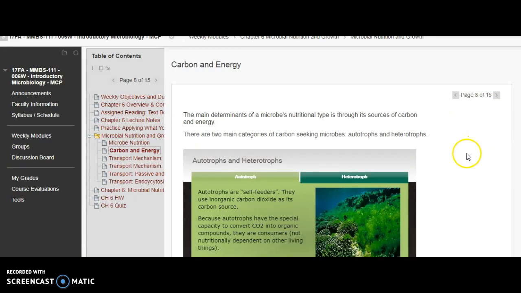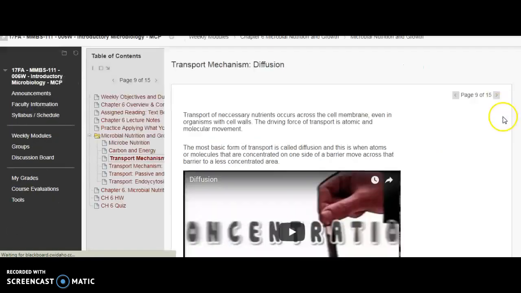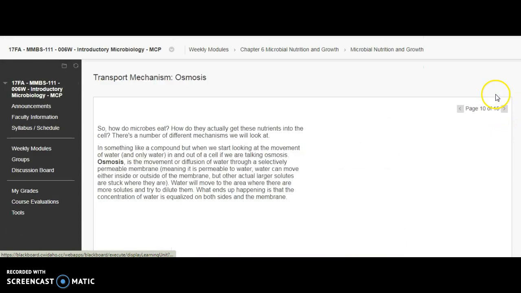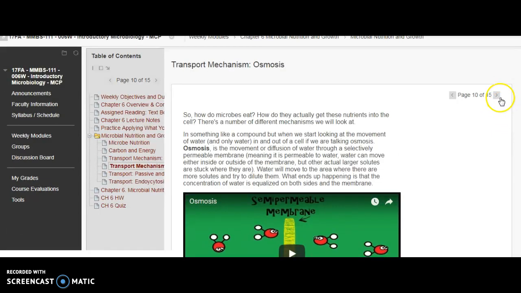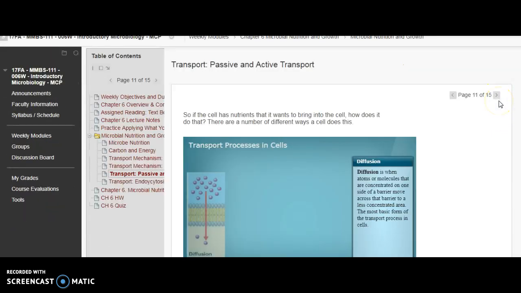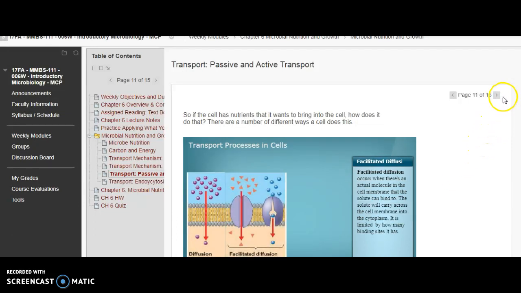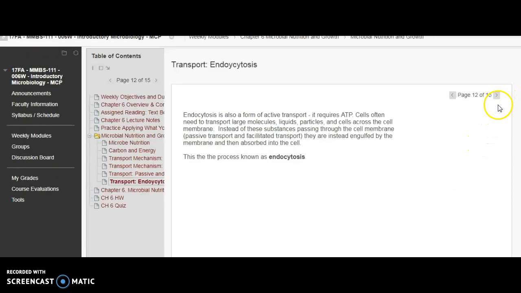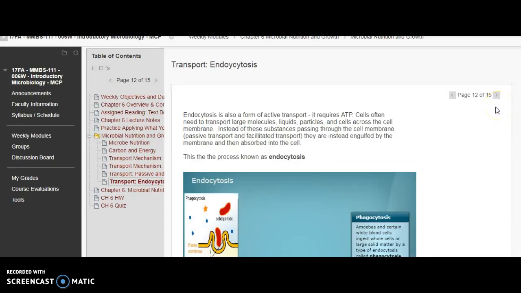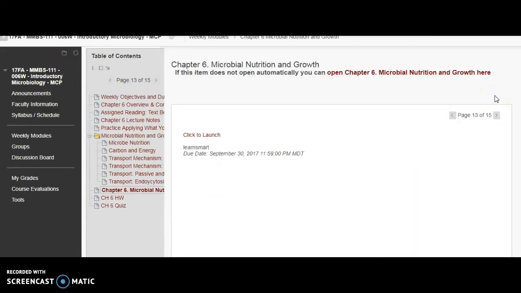All right, now looking at autotrophs versus heterotrophs. Where are organisms going to draw their energy from? Where are they going to pull their carbon source from? And then the next few pages are going to be over transport mechanisms. All right, passive and active. Again, there's a lot of information here, but really what I want you to focus on is active. And then ways that organisms get material into their cells, really for the purpose of actual eating.